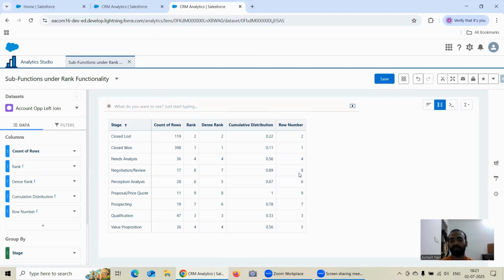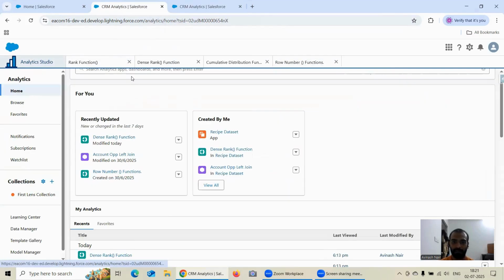The cumulative distribution is whatever row number you see, just divided by 9. But one caveat is that whenever the numbers are equal, in that case, take the highest row number and divide that by the total number of rows. So that's how this pops up. That's how this calculation is done. I hope this calculation is clear to you. Let's start on the next one.